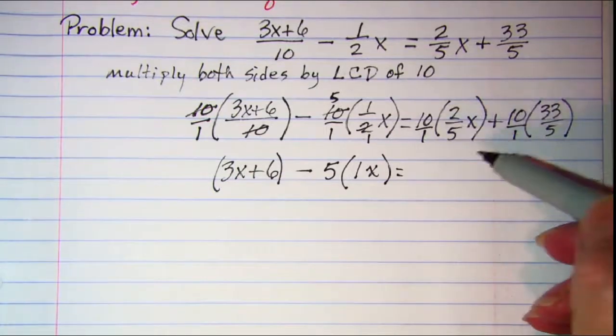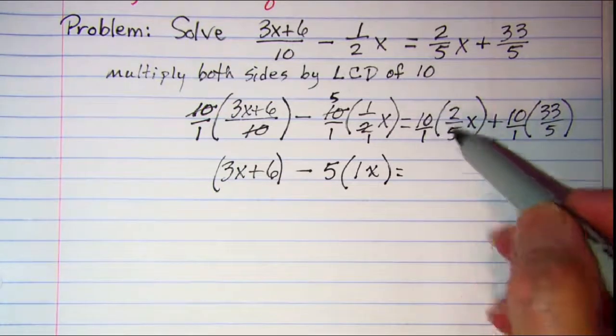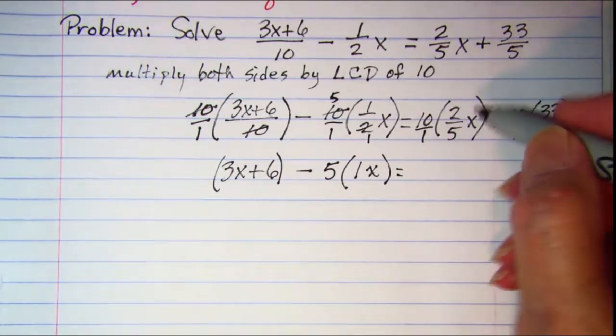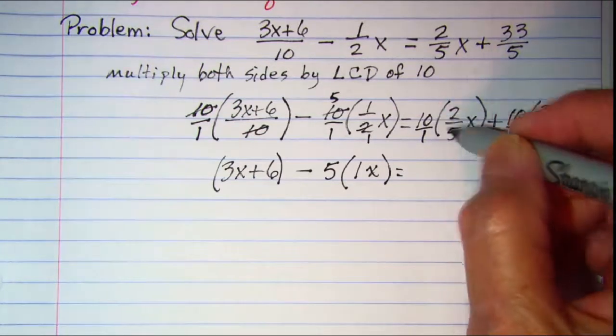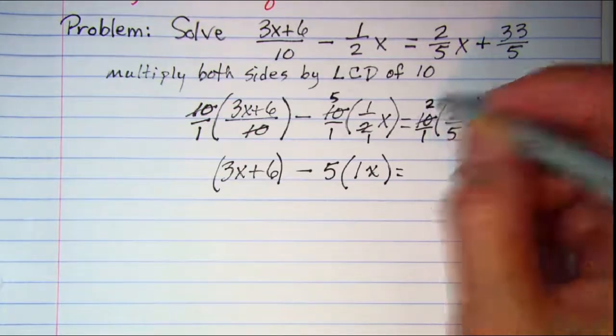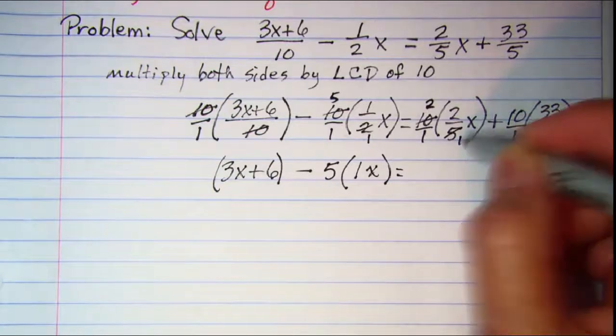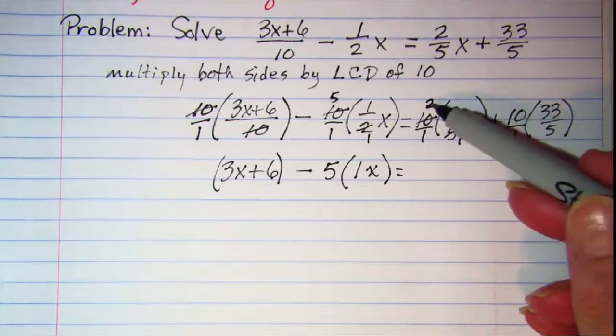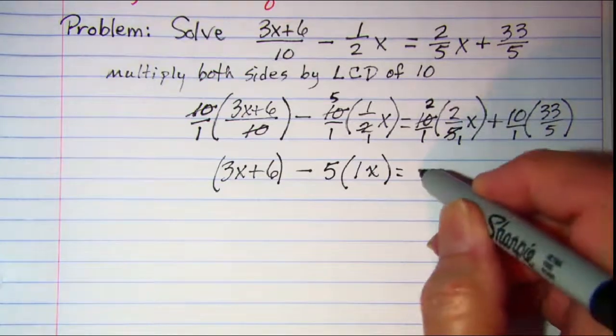On the right side, this 10 in the numerator and this 5 in the denominator have a common factor of 5, so I'll divide both by 5. 10 divided by 5 is 2, and 5 divided by 5 is 1. So now in this term, I have 2 times 2x.